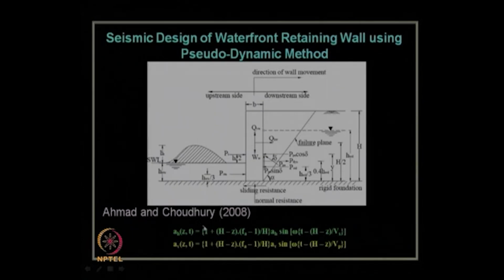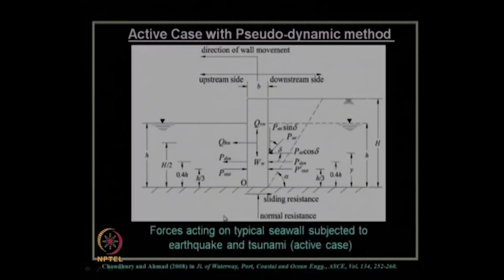That design criteria is given by Ahmed and Choudhury in 2008. This is the journal paper, you can get the details: Journal of Waterway, Port, Coastal and Ocean Engineering, published by ASCE, USA. This is the volume number and page number of the ASCE journal publication.